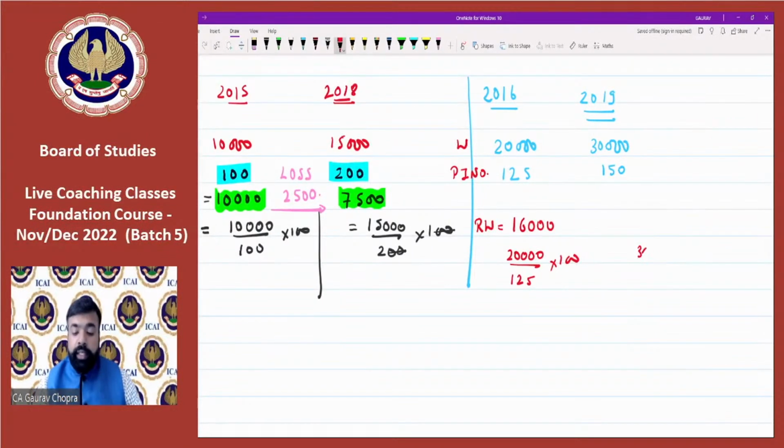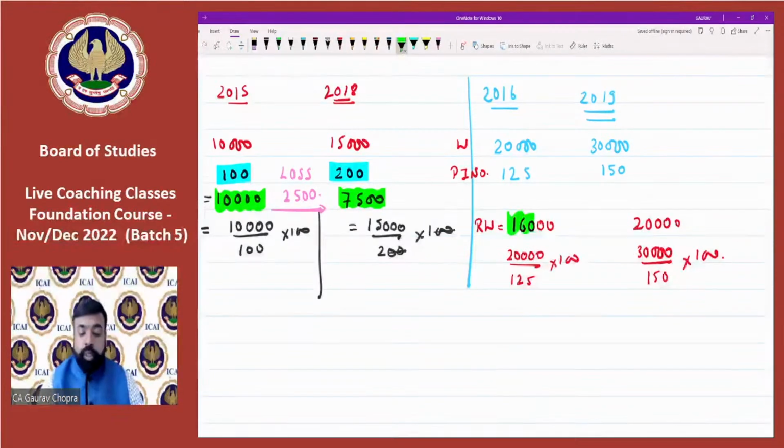And for the second year, 30,000 upon 150 into 100. We are getting 20,000. So clearly we can see that real wages is getting increased. So there is a gain. How much is the gain? Gain is 4,000. In this manner, we can always calculate deflating of wages. That means how much is the profit or loss. All right.